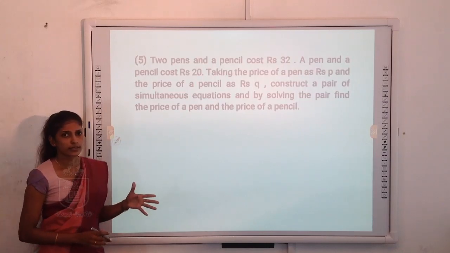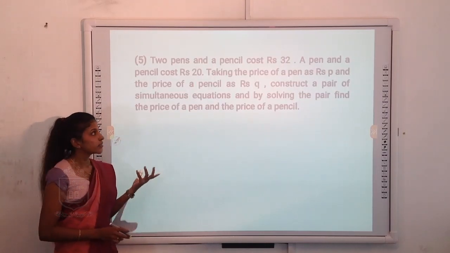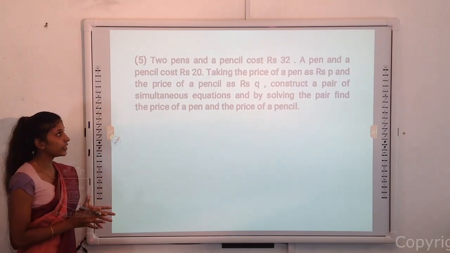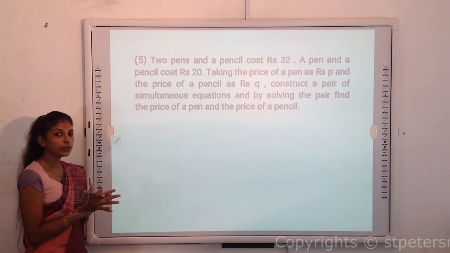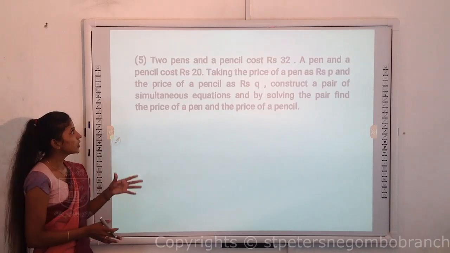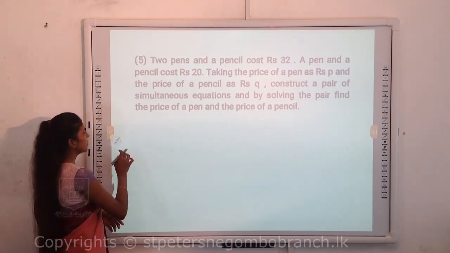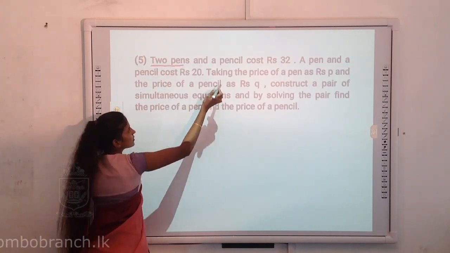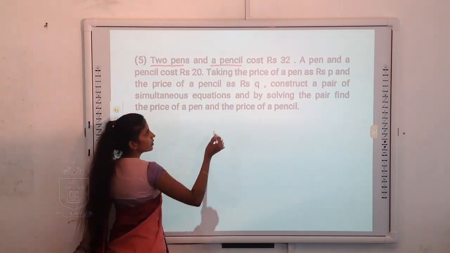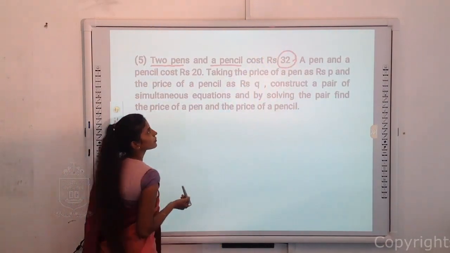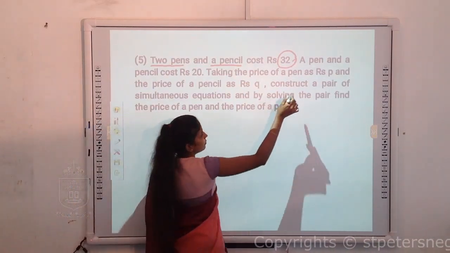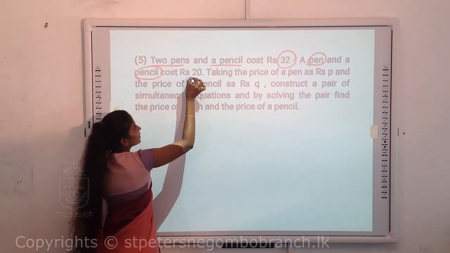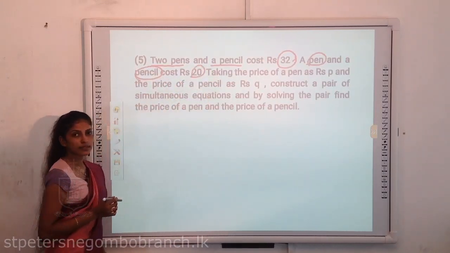Right, I have the last question like this. So it's given as a paragraph. You have to read, understand, and then you have to build up two simultaneous equations. So here you are given 2 pens and a pencil. It cost 32 rupees. And again there's a pen and a pencil. The cost is 20 rupees.